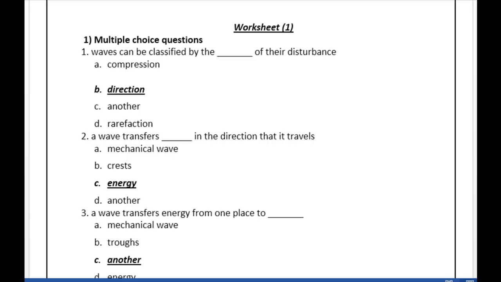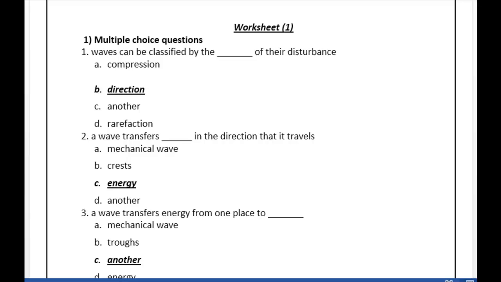Worksheet 1 is about the waves. Number 1, choose. Waves can be classified by the what of their distributions? Compression, direction, another, or rarefaction. It will be the direction of the wave.